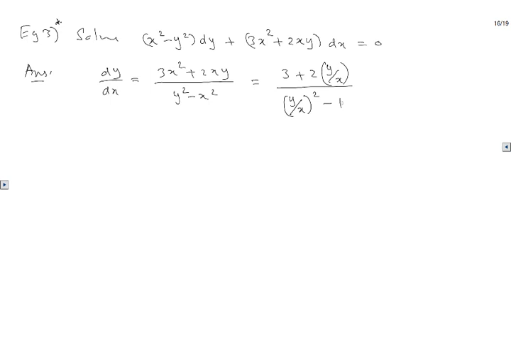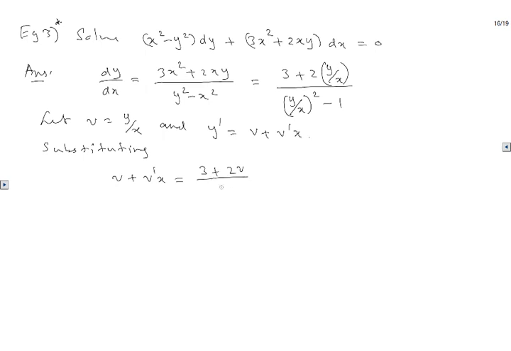Now we're going to substitute. You can see it's a function of y over x only. So let v equal y over x, and y prime equal, we know that it is v plus v prime x. So substitute. So we have on this side v plus v prime x. On the other side we have (3 plus 2v) over (v squared minus 1).